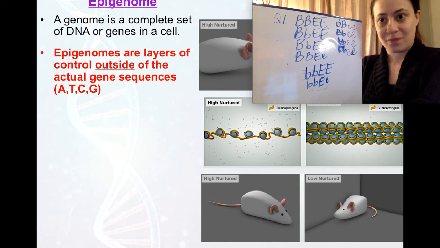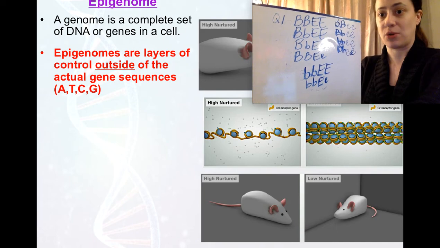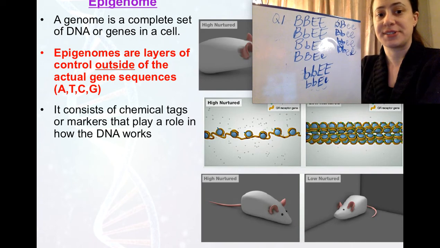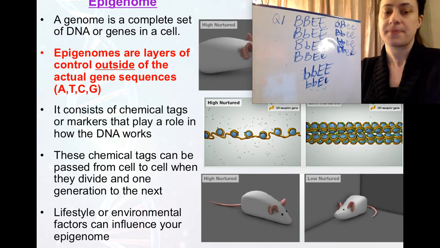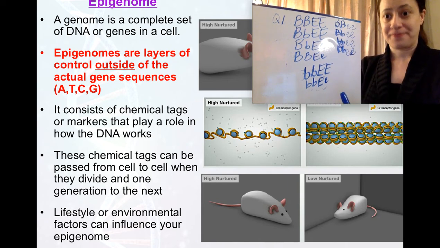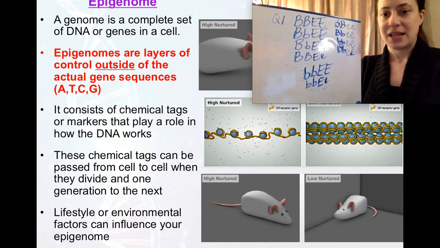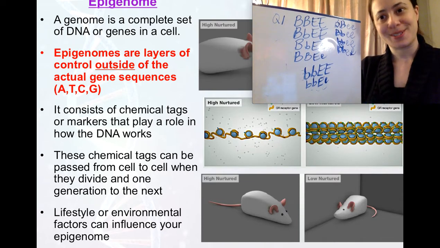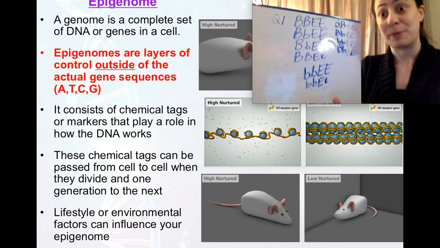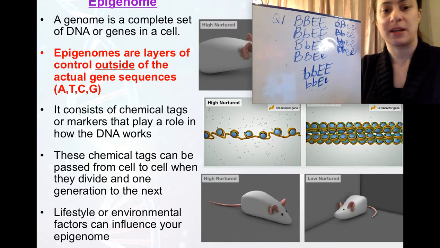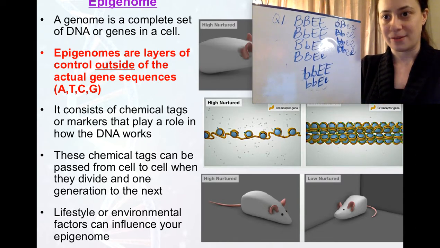So, our genome is all of our DNA. Our genome is all of our A's, our G's, and our C's, and our T's. An epigenome is something special. An epigenome has these chemical marker tags on the outside of the DNA. And there's a picture here of a mouse, but it'll be better because I'm actually going to take you to the website. But these mice are affected by their environment.